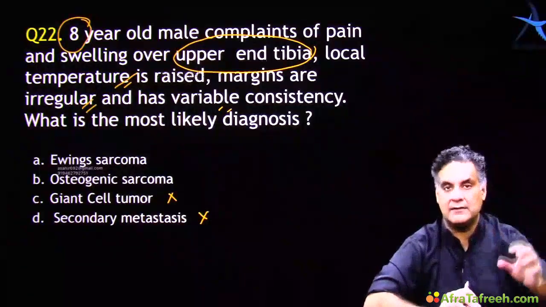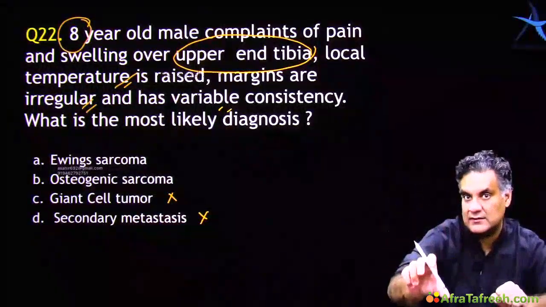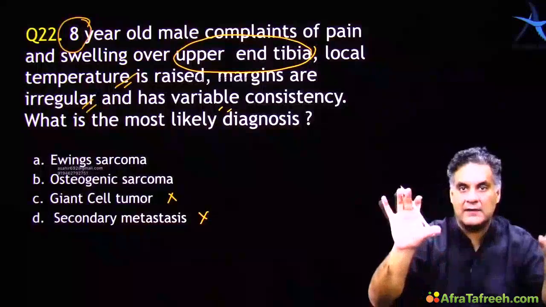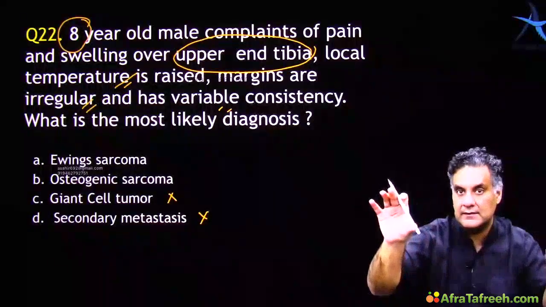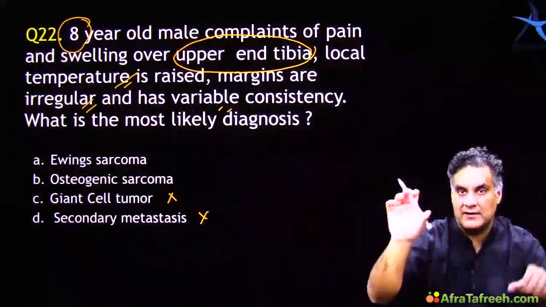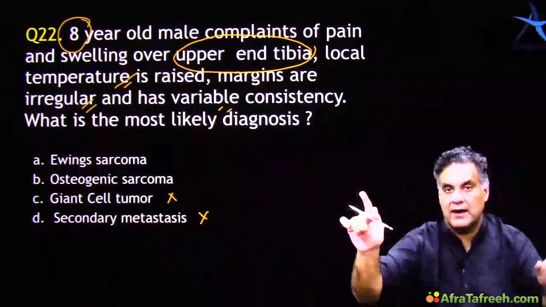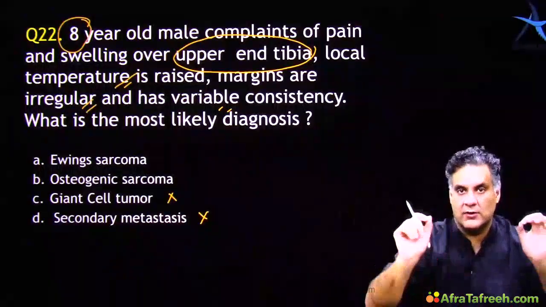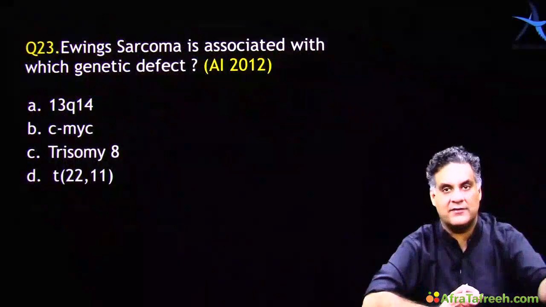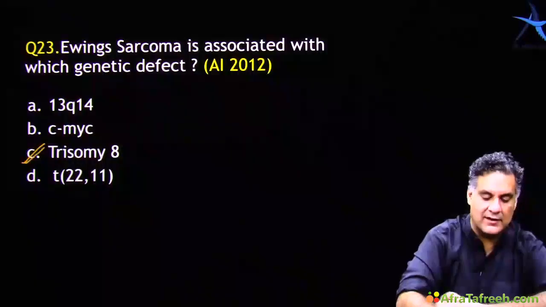But when you look at the upper end, Ewing's occurs in the middle part, the diaphysis. Age is the first decade, and age goes towards Ewing's. But the part, upper end, means the metaphysis. Ewing's occurs in the diaphysis. The part affected given here is the upper end, metaphysis, so osteogenic sarcoma. Part is more important than age, so osteogenic sarcoma is the answer here. A very important question: the associated genetic defect with Ewing's is translocation 11;22, not 22;11. So the answer here is trisomy 8.